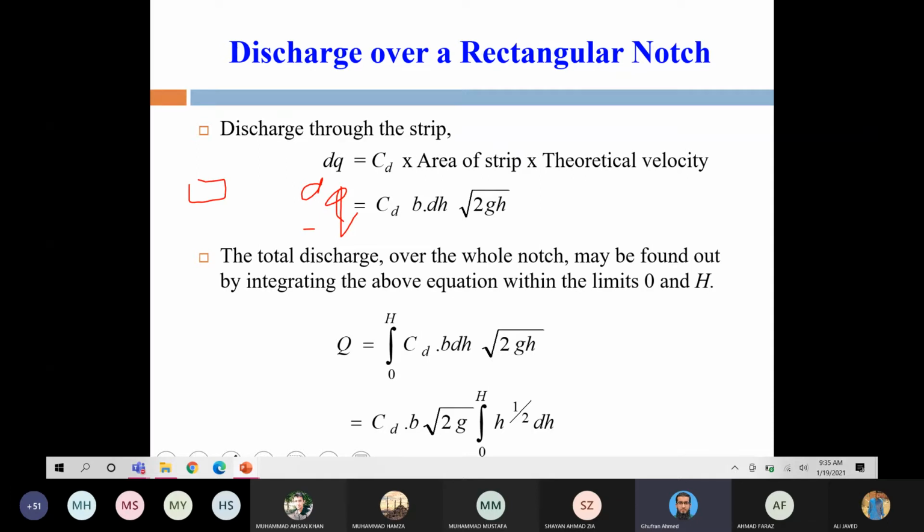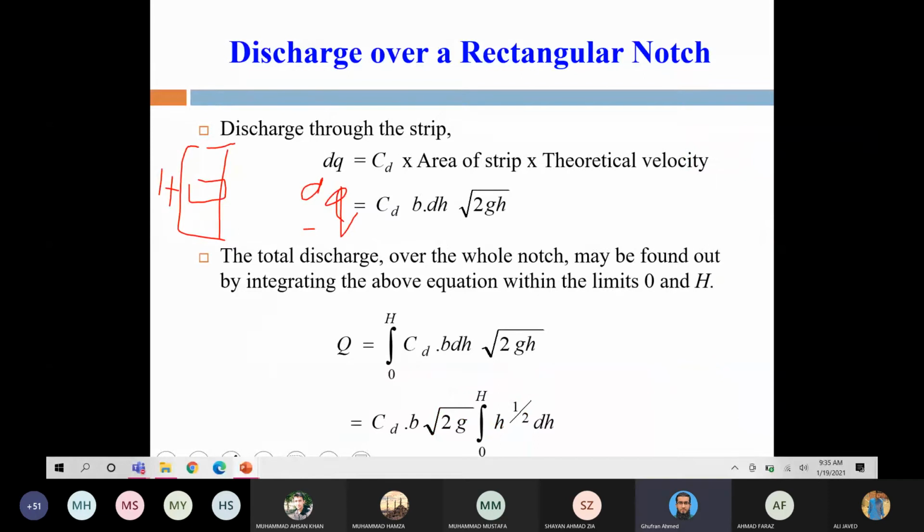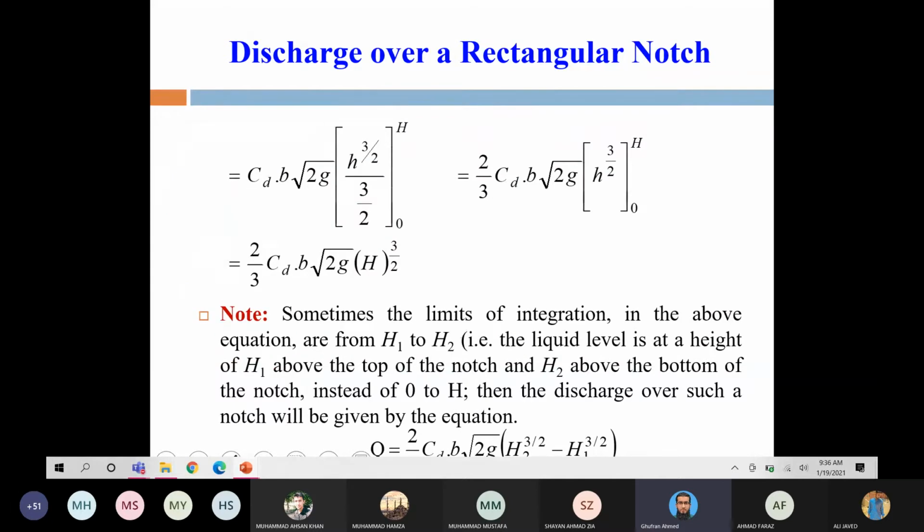Now we are going to transfer this discharge to overall height h. हमने इस स्ट्रिप में डिस्चार्ज फाइंड कर लिया है, अब हम चाह रहे हैं कि इस पूरे एरिया में इसको ट्रांसफर कर दें, तो now we are going to integrate this, integrate from zero to h. The limits of integration are from zero to h, zero is the boundary condition at this cell, and h is the height of water above this cell. So you just take the integration, and after solving the integration, it's very easy, you have the final formula for q.